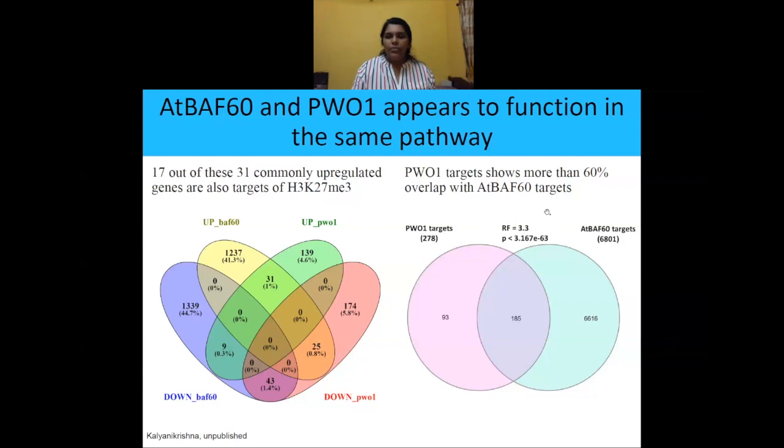Then we looked onto PWO1 and ATBOB60 targets from ChIP-seq. And it was interesting to note that more than 60% of the targets of PWO1 overlap with that of ATBOB60 targets. So these data suggest that ATBOB60 and PWO1 appear to function in the same pathway.